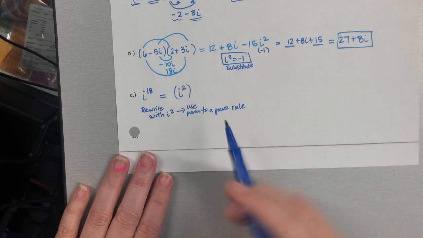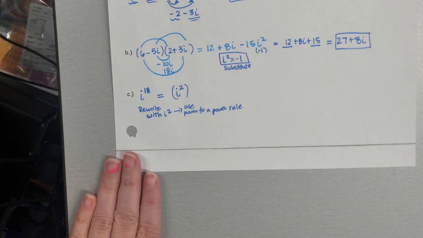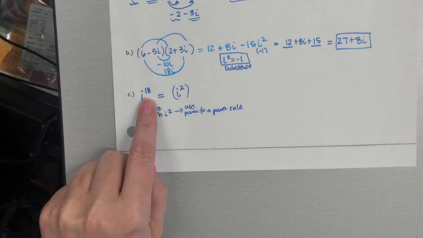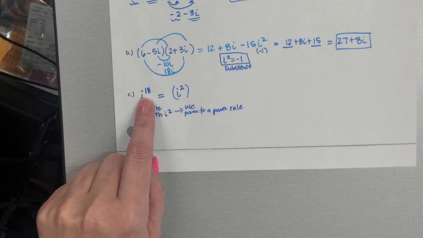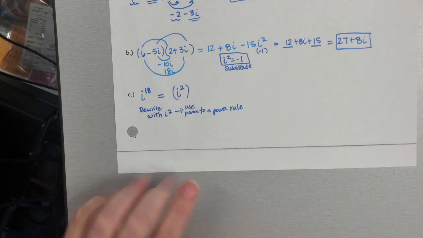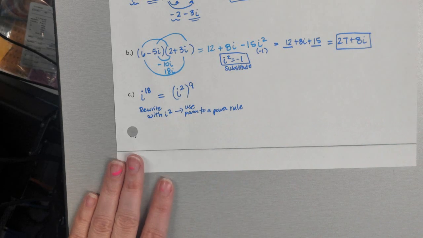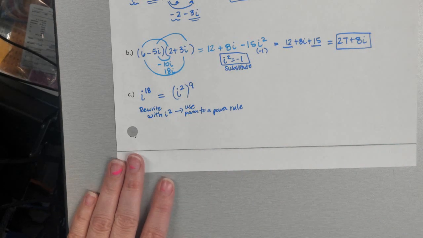The power to a power, you multiply them together. So when you're rewriting it, you should still have i to the 18th power, it's just in a different form. Do you guys know what it is? Yeah, what is it? 9. Yep, i squared to the 9th, because 2 times 9 is 18. So all you have to do is divide it by 2.